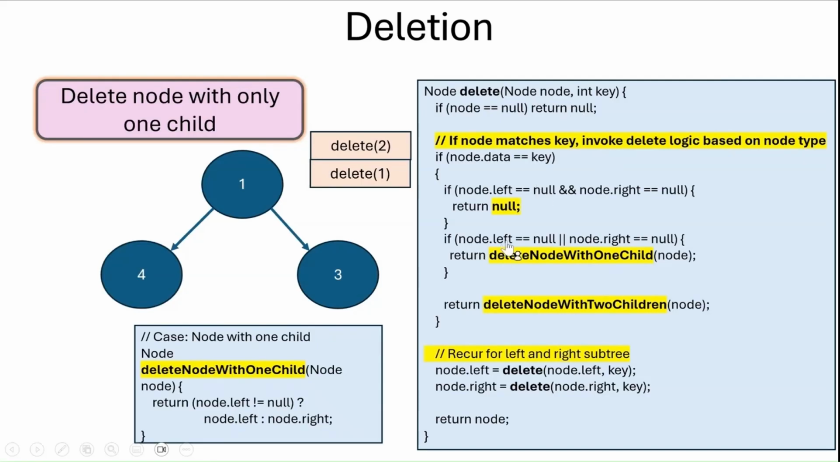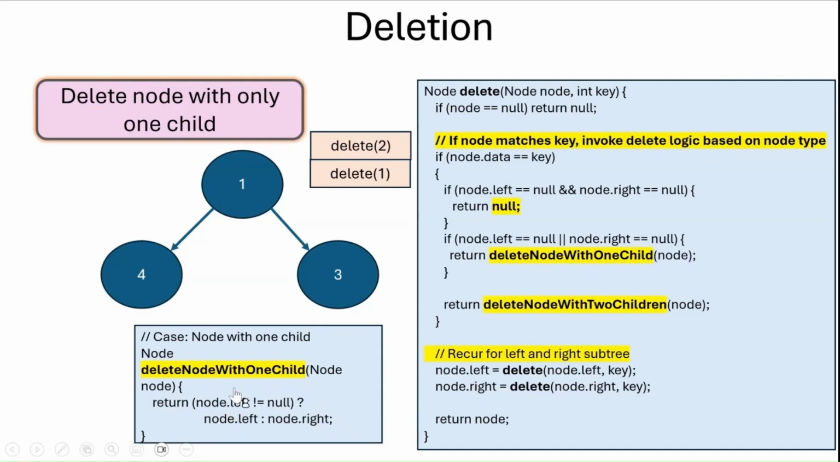So node.data is equal to key, which is 2. It is matching, so it will go into the if condition. Now it is not a leaf node, because it has one child, the left child. So it will go to this if condition: node.left equal to null or node.right equal to null, meaning one of the children is null. So it will call this delete node with one child. It will come here.